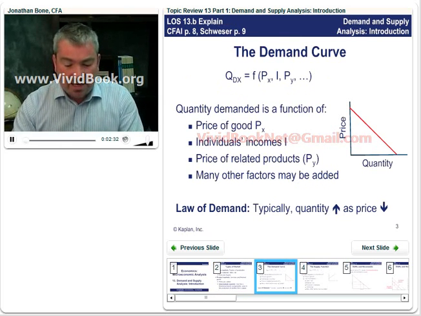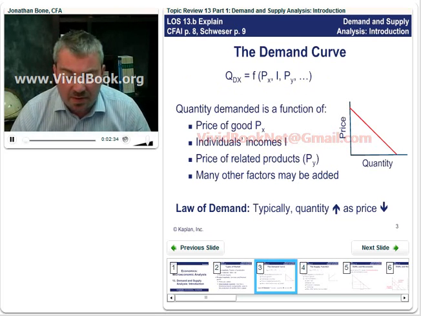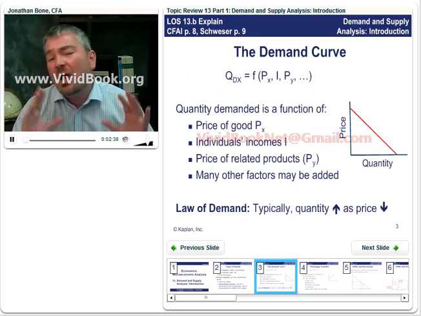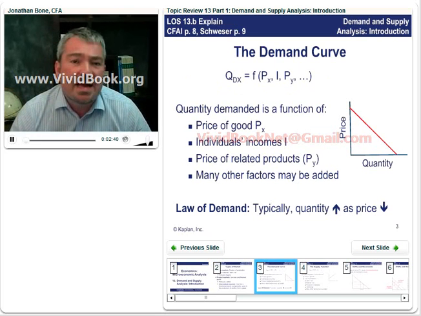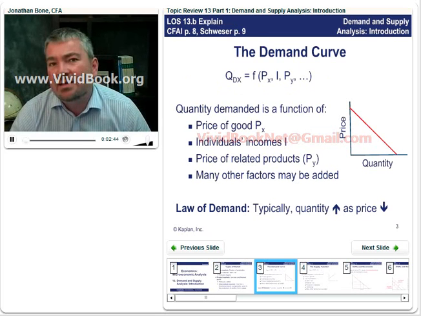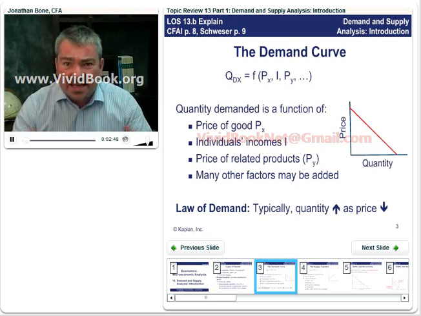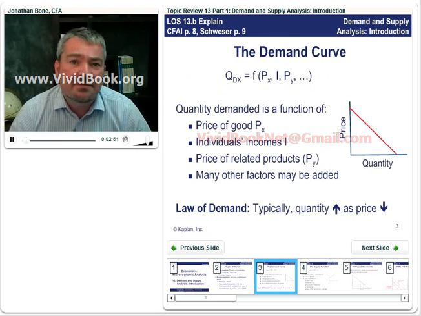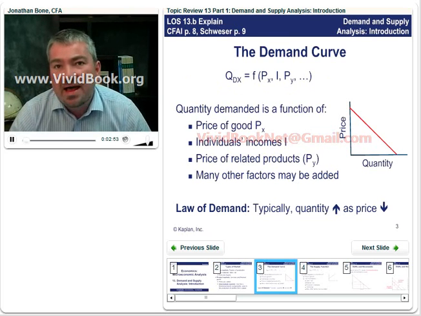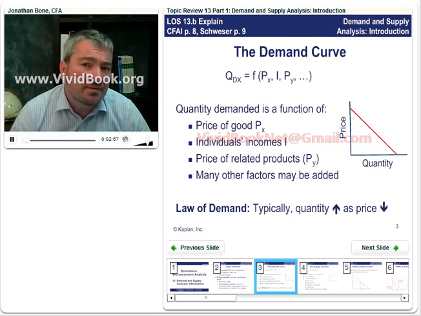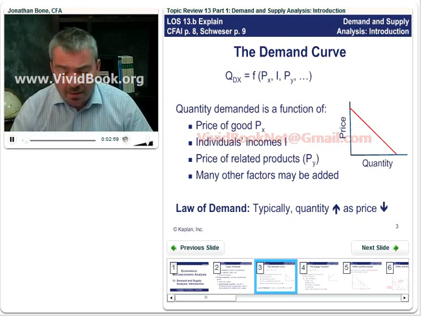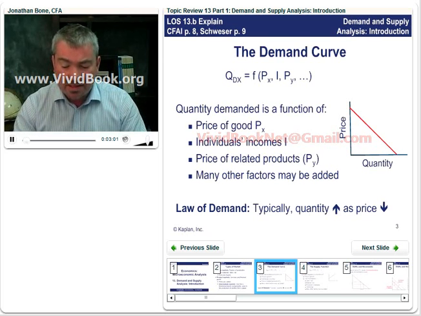Right, our next LOS asks us to explain the principles of supply and demand. And first of all, the thing we can see right at the top of the slide here is a demand function. The quantity demanded, QDX in our equation, equals, and we've got the F symbol there, it's a function of, in other words, it's a function of the price of X, I, which is income levels, and PY, the price of related products. Okay, well, let's just take each one of those at a time.